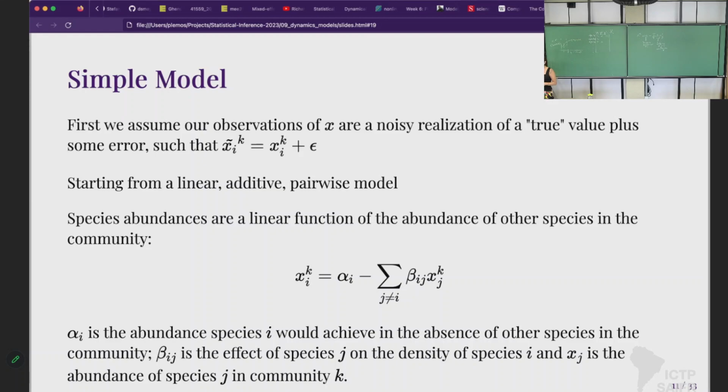Because of the sign? If the effect of J on I is positive, like mutualism, then if it's a mutualistic relationship, this coefficient would be negative. Because then you have a negative with a negative, and that becomes a plus. So for species 2, if they are mutualistic together, this coefficient would be negative, and then this would become a positive sign, and the abundance of I would grow with the abundance of J.